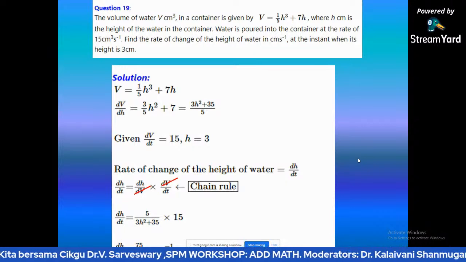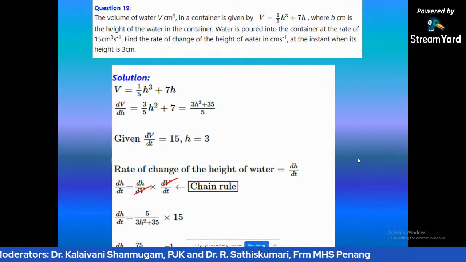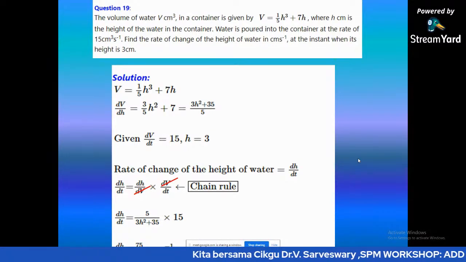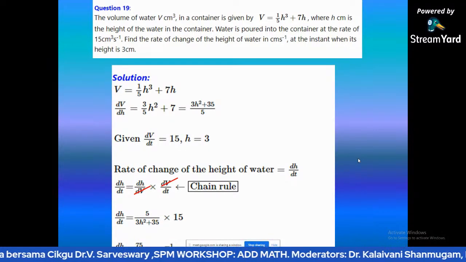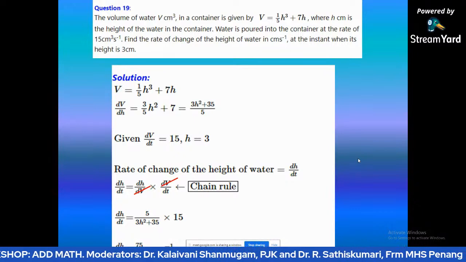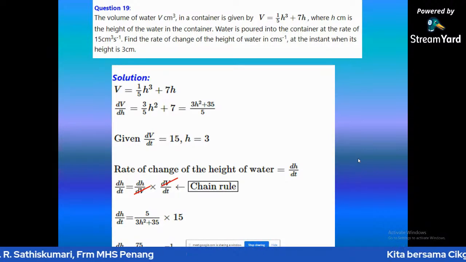The volume of water V is given, V is 1 over 5 h cubed plus 7h, where h cm is the height of the water in the container. Water is poured into the container at the rate of 15 cm cubed per second. Find the rate of change, and so on. Okay, so when you read the full thing, you repeat, and you want to read again and again to get the idea, and you are so scared because everything is given in so many long words, correct or not? So what you need to do is take out your highlighter, like teacher told you the other day, highlight important words, or straight away write down what is given. Okay, given your V, 1 over 5 h cubed plus 7h. Given your V, straight away you need to calculate dV dh.